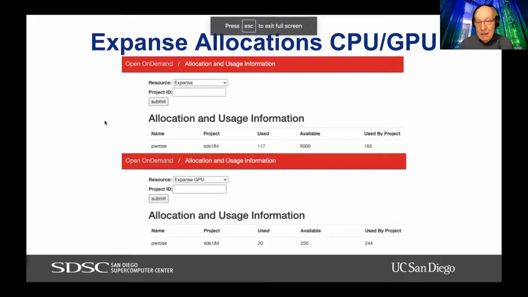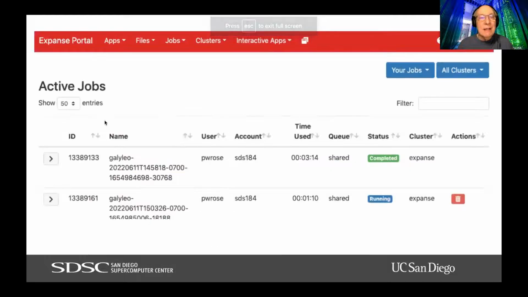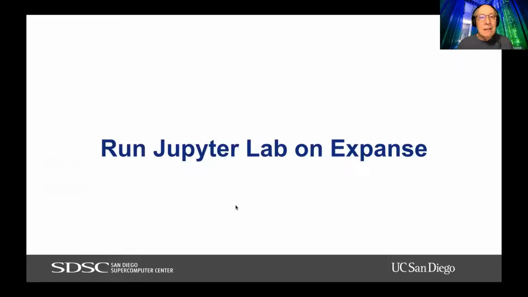Okay, so we talked about the Expanse allocations, and this shows, if you have active jobs running, it will look like this. You see your jobs. Here's one job that has just completed and another one is running. And you can also delete or terminate a running job here if something goes wrong. All right, so that was a little introduction to the Expanse portal.